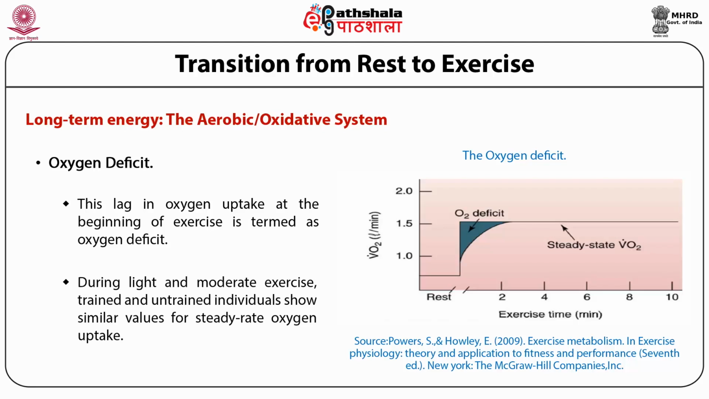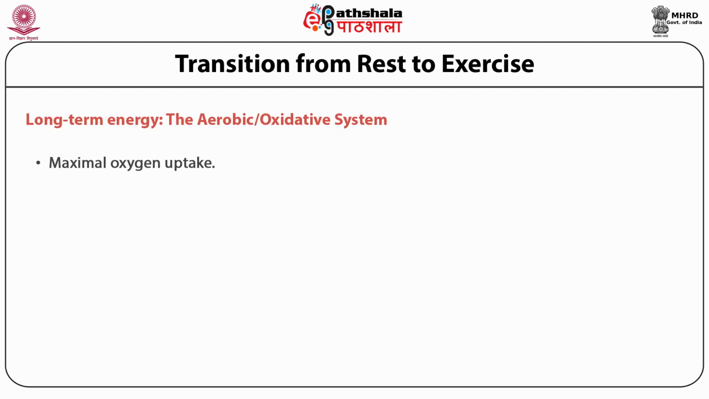During light and moderate exercise, trained and untrained individuals show similar values for steady rate oxygen uptake. However, trained individuals reach a steady rate more rapidly with a smaller oxygen deficit than sprint power athletes, older adults, or untrained individuals. This means that a trained person consumes greater total oxygen, with smaller anaerobic energy transfer, than the untrained person.